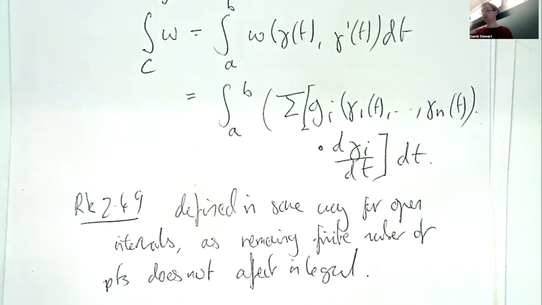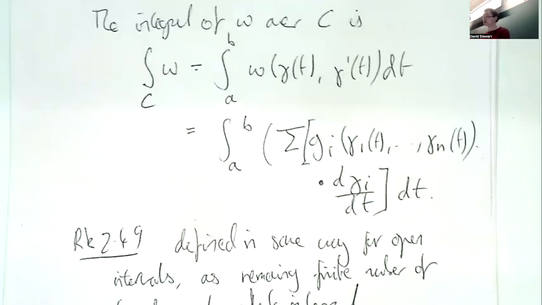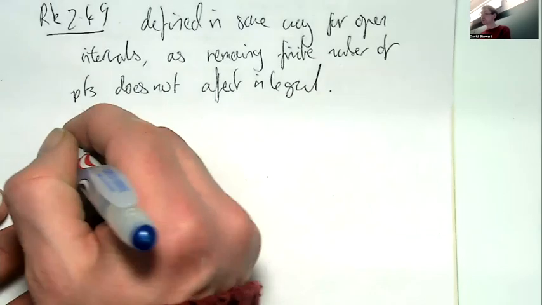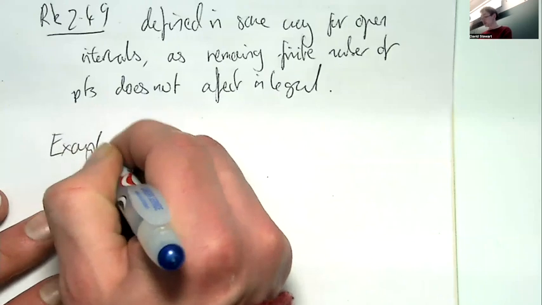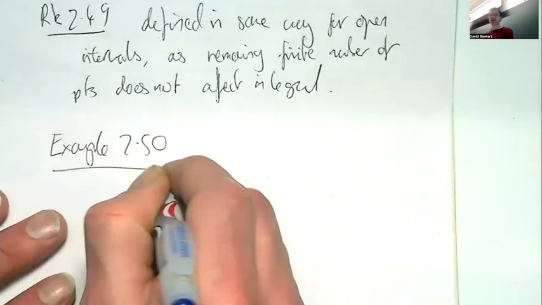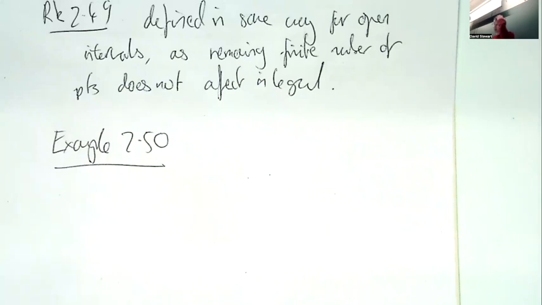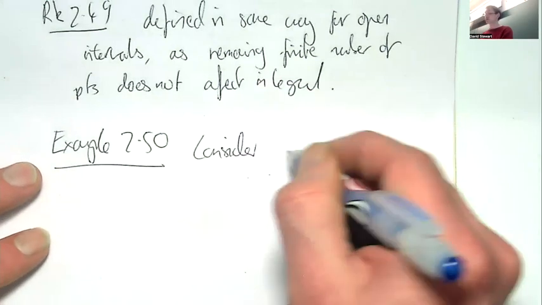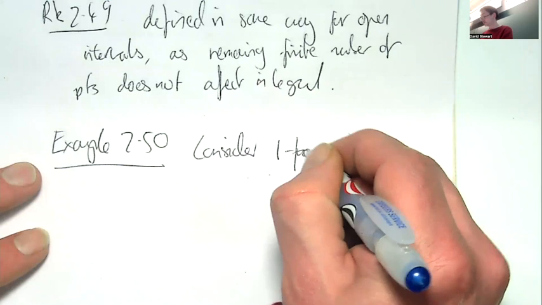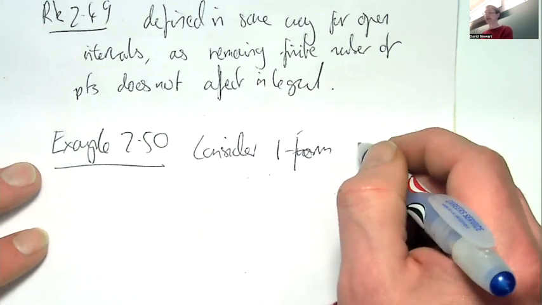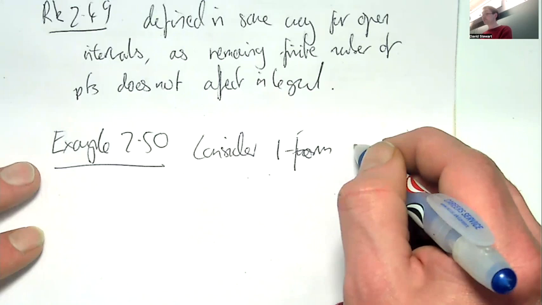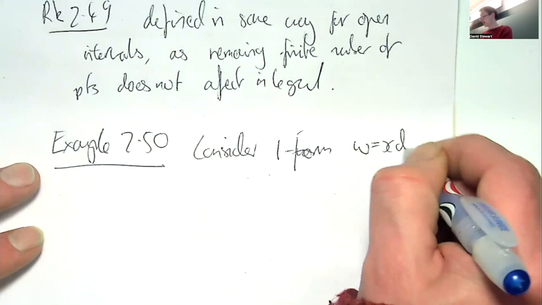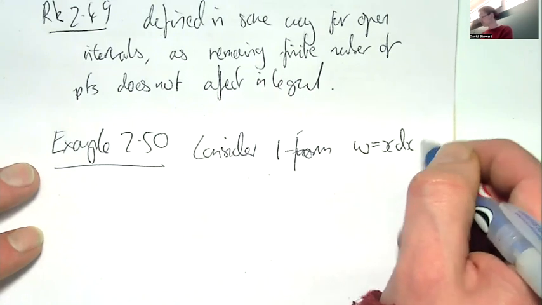Okay, well, we need to have an example, don't we? And I think actually doing this in practice is a lot easier than trying to understand the concepts. So concentrate on this part, the last bit doesn't make too much sense. So consider the one form omega is x dx plus y dy.